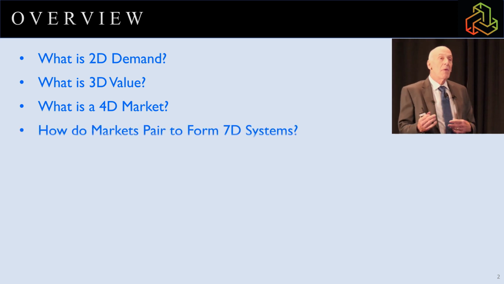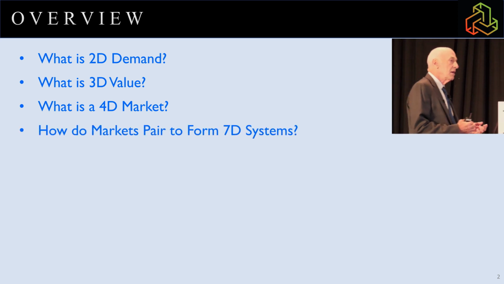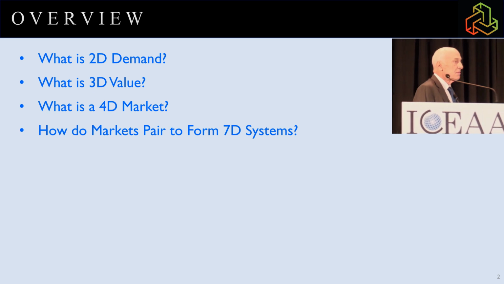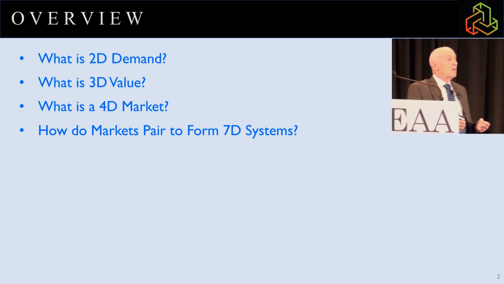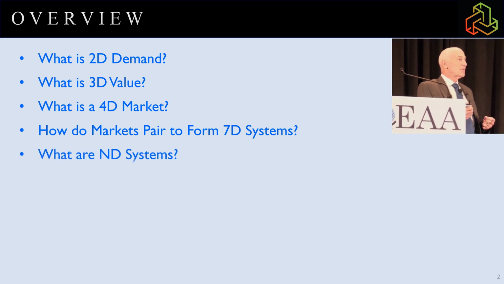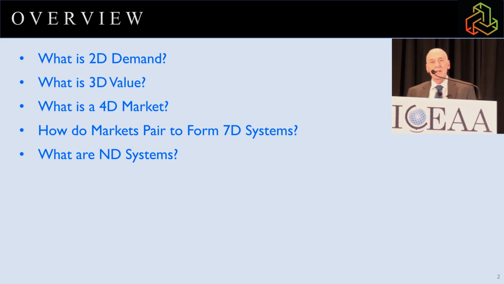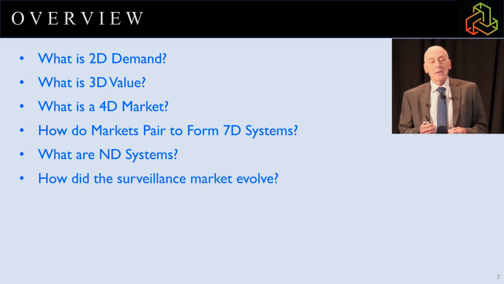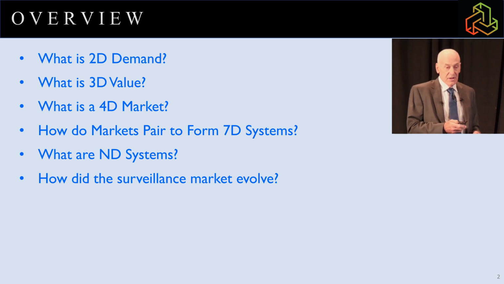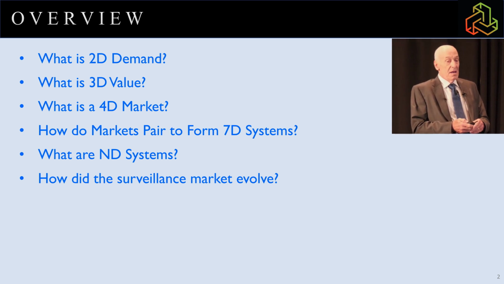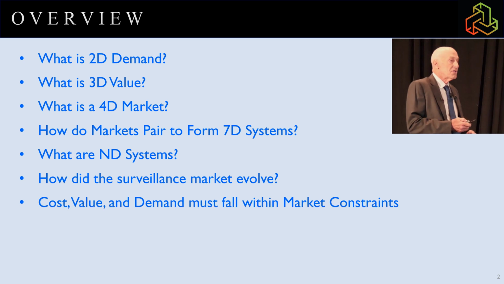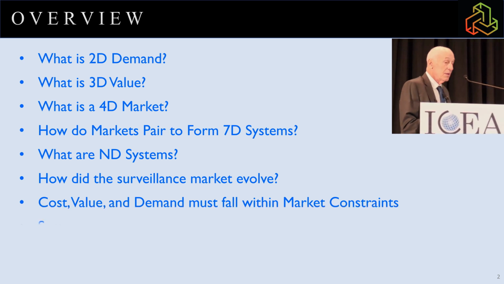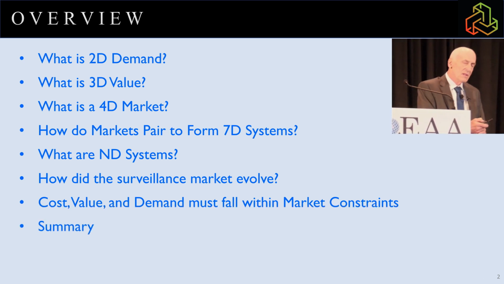And then we're going to talk about how markets pair to create 7D systems. Then we're going to skip ahead to n-dimensional systems. I'm not going to go up to infinity, but I will stop at 16 for you. And then we're going to talk about how the surveillance market evolved. And then we're going to show a little work about constraints that we can do here. And then we're going to sum it all up.